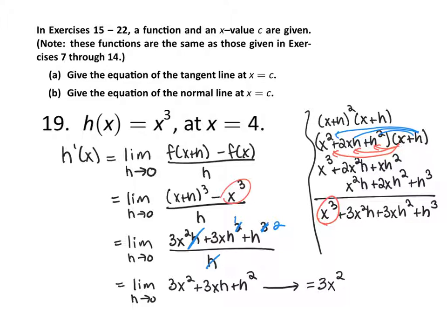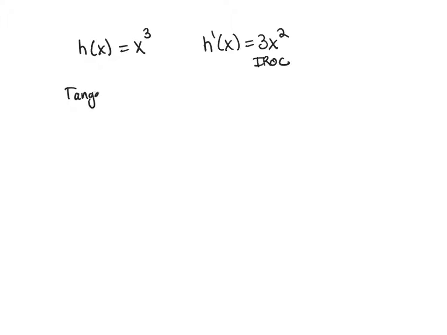Okay, we haven't actually found what we were asked to find, which was the equation of the tangent line at 4 and the equation of the normal line at 4. What we do have right now, though, is a function that will give us the slope at any particular point. So for h of x equals x cubed, my h prime of x was 3x squared. So this is my instantaneous rate of change. We're wanting to find a tangent line at 4.